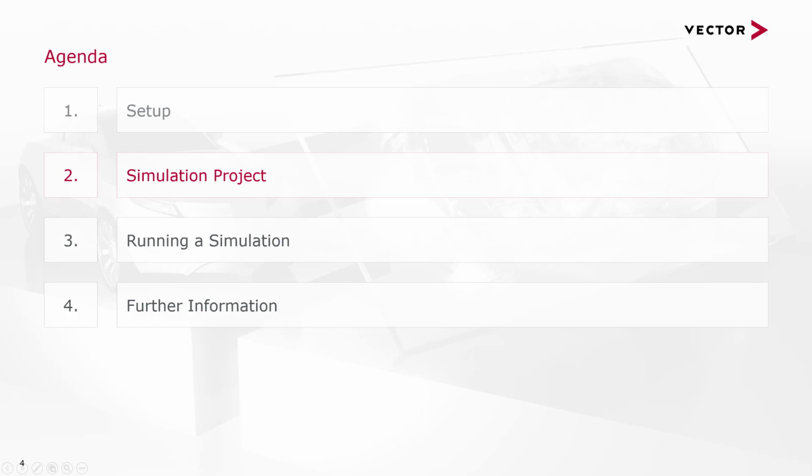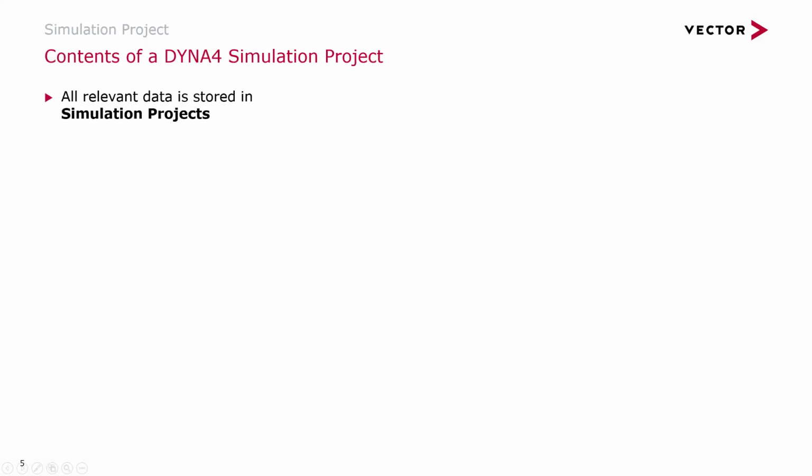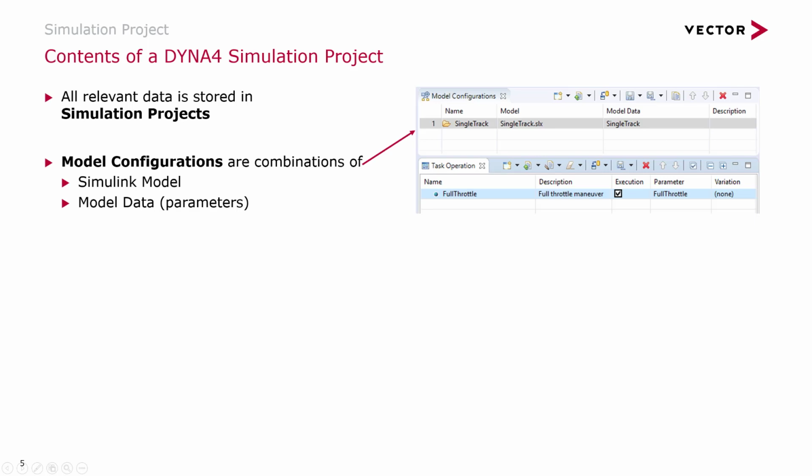Before we start with a hands-on introduction, let me introduce the main concepts of DYNA4. All relevant data, specifically the Simulink models with their associated model parameters, the tasks and scenario definitions, the simulation results and functions for pre- and post-processing, are represented and managed in projects. Think of them as dedicated folders.